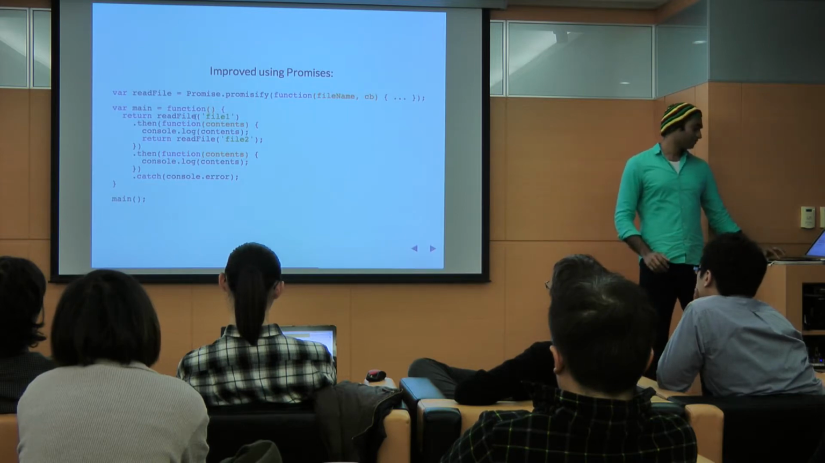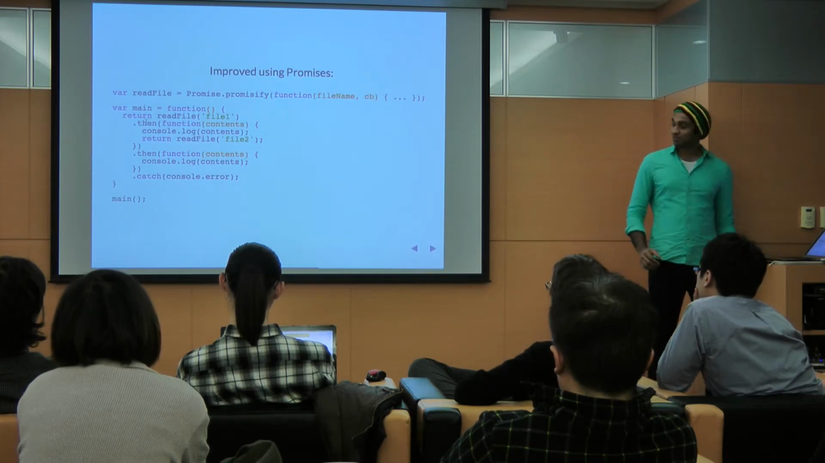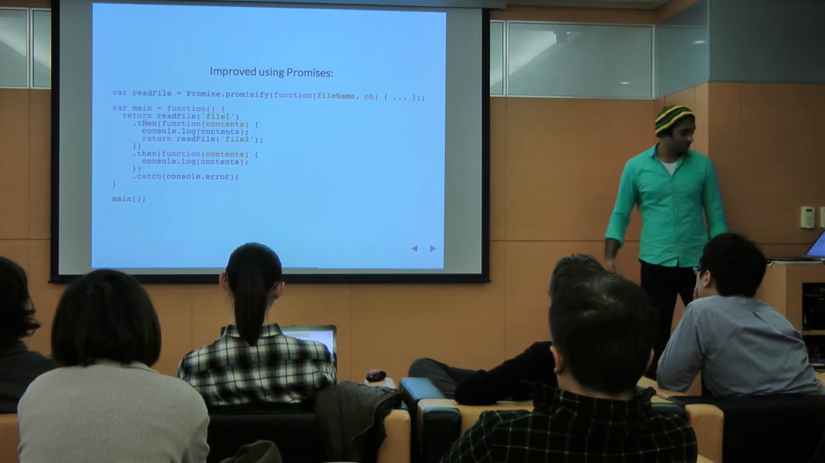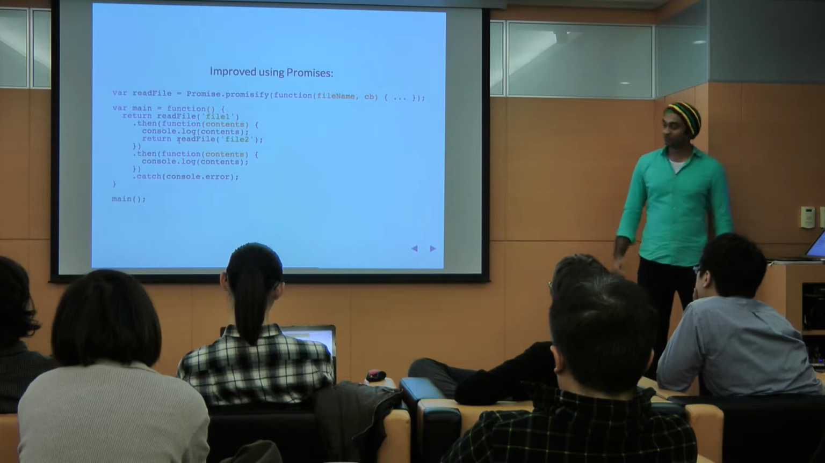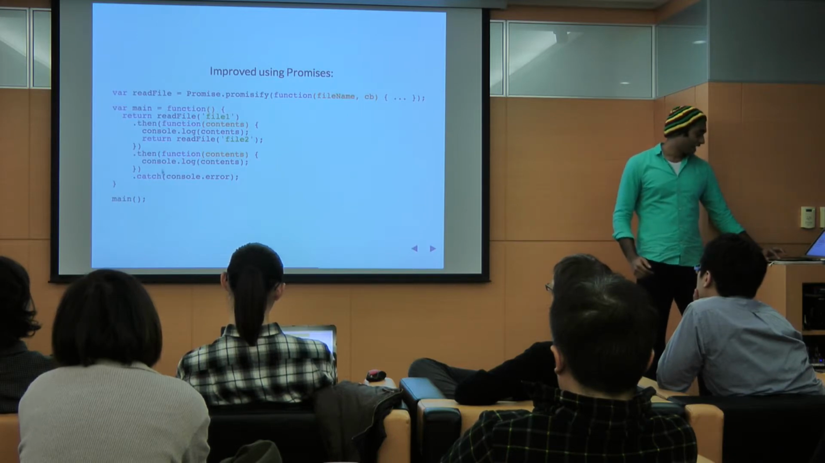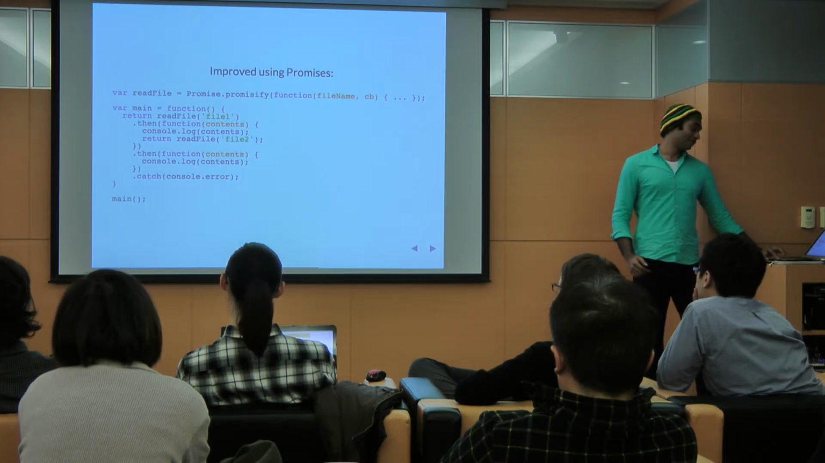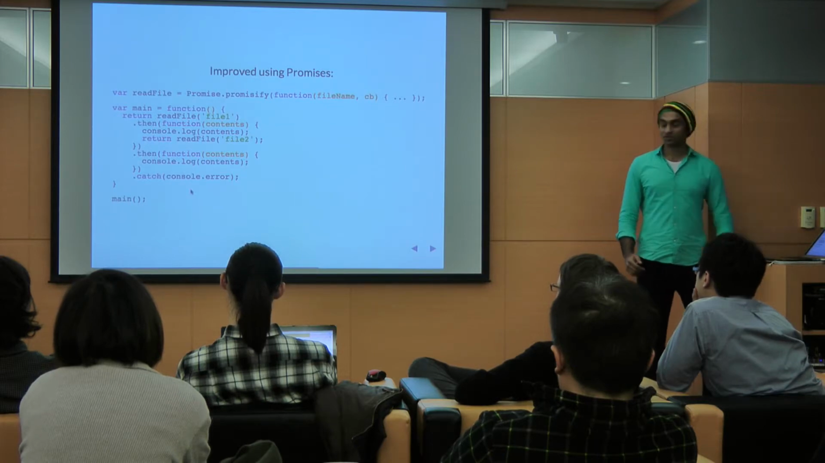So we do the same thing. We call read file. Then, once we've read the file and we've got the contents, output the contents, and then immediately read the second file. And again, we do the same thing. And if there's an error at any point, catch the error and output the console error.